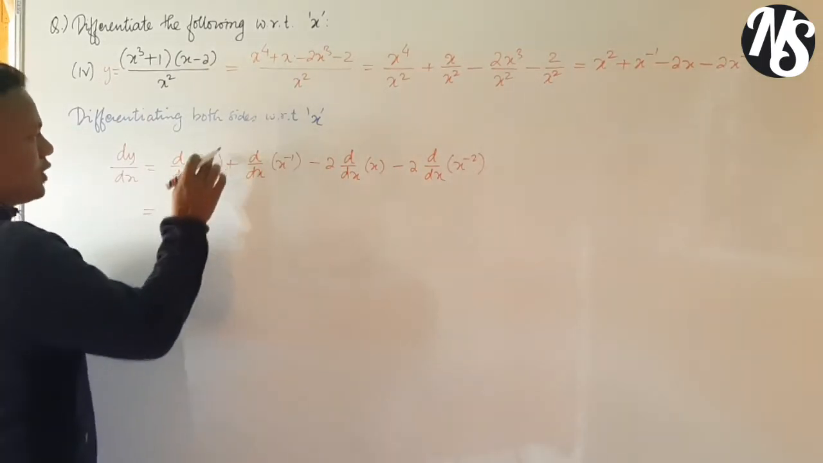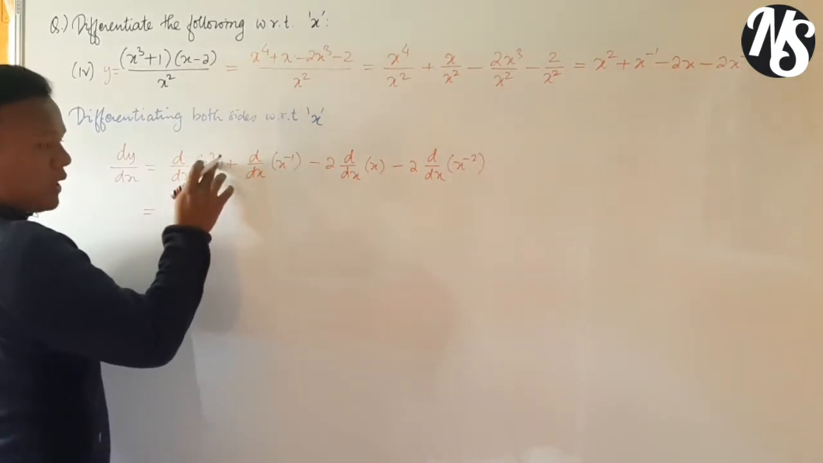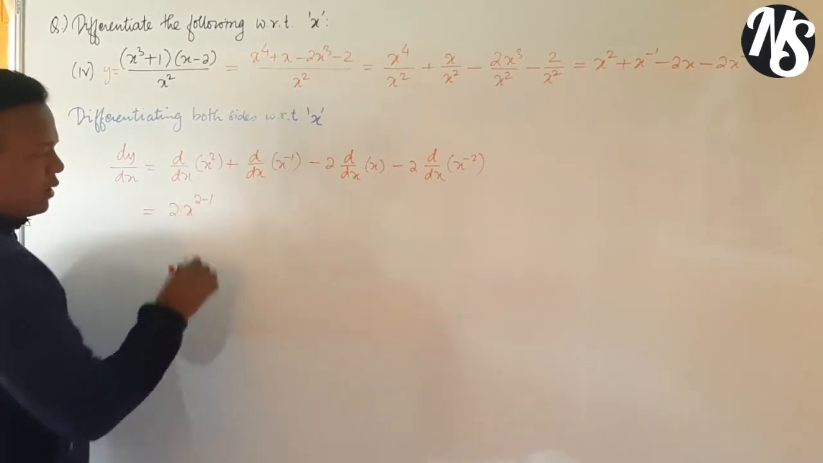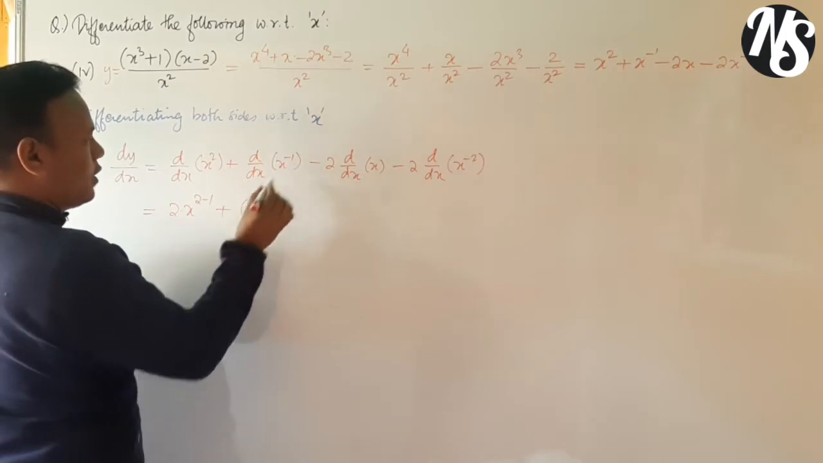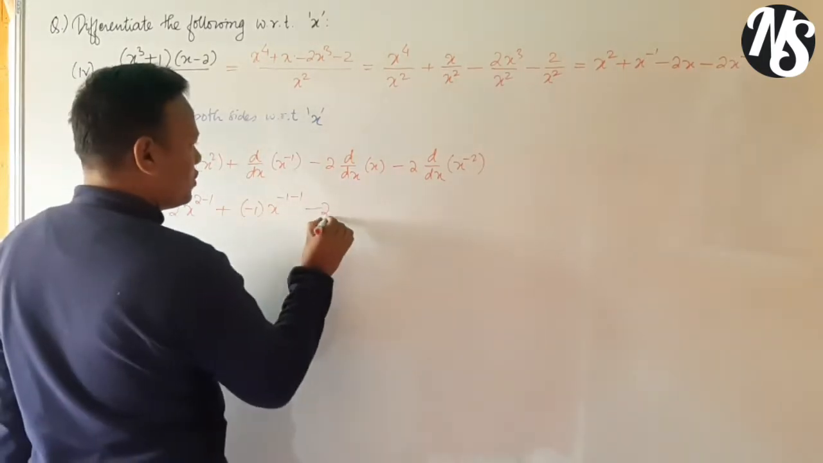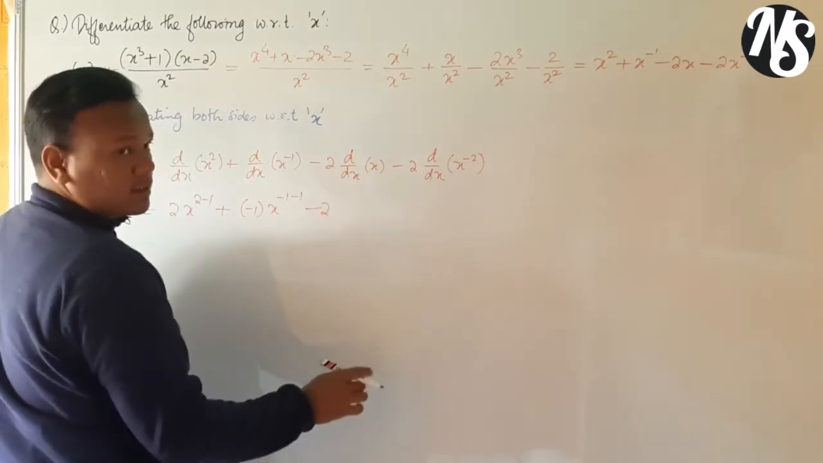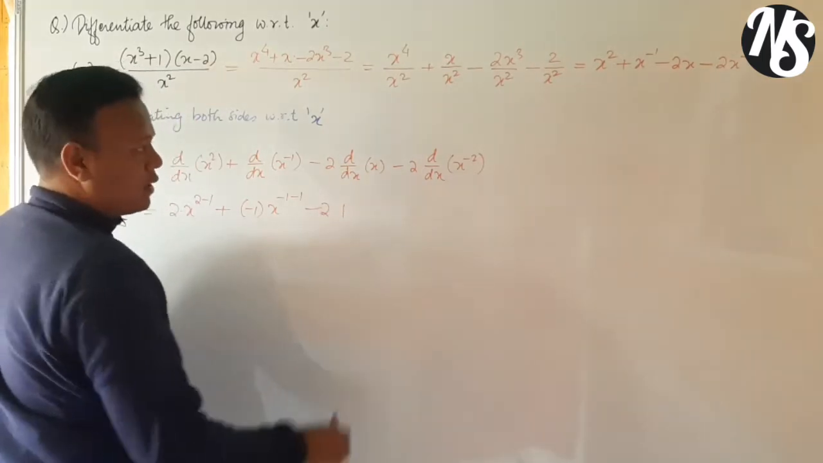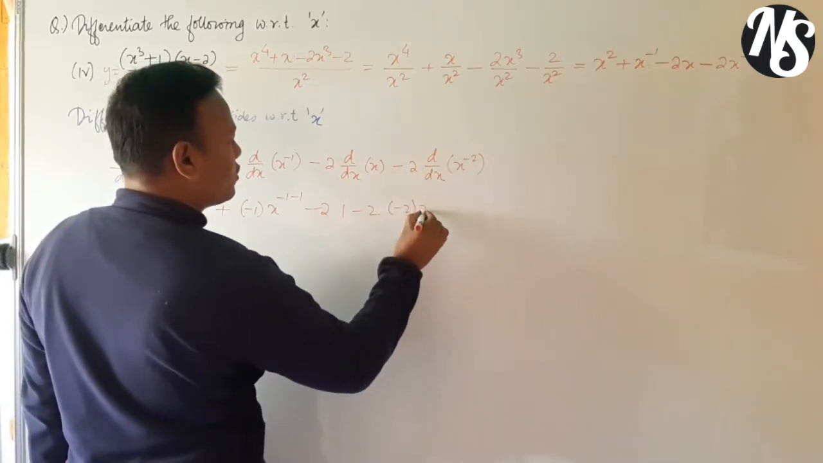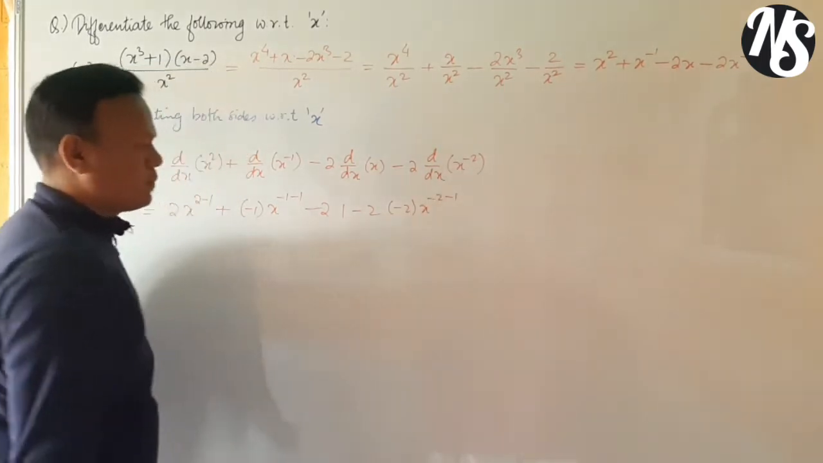So x square, where x to the power n gives n x to the power n minus 1, so it will be 2x to the power 1, plus the derivative of x to the power minus 1, minus 2 is there. Differentiation of x is always 1, minus 2 is there. So x to the power n, it is n x to the power n minus 1.